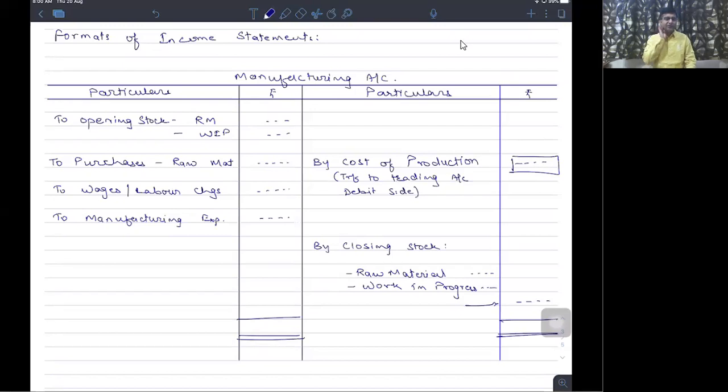Why we will transfer the cost of production to the trading account? क्योंकि भैया नहीं मैडम सॉरी. रिद्धिमा तुमने जो स्टॉक बनाया है जो गुड्स बनाए हैं वो क्या घर पे रखने के लिए बनाए? You are going to sell it off in the market. और जब सेल करोगे तो तुमको वो सेल करके कितना प्रॉफिट मिला है वो कैलकुलेट करने के लिए तो तुम ट्रेडिंग अकाउंट बनाते हो या नहीं? Therefore, the cost of production will be transferred to the trading account.